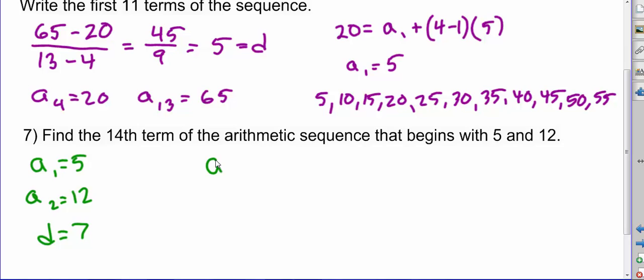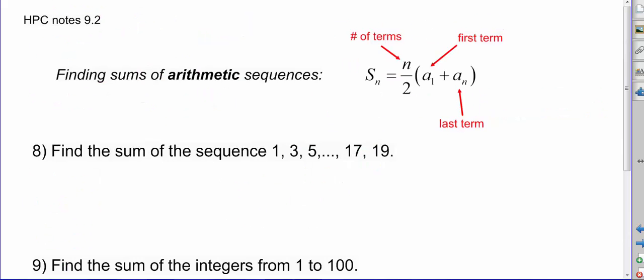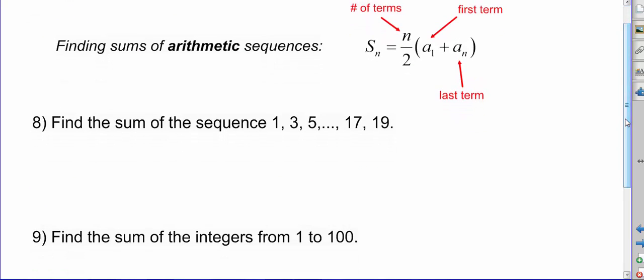So I know that a sub 14 would have to equal a sub 1 plus n minus 1, and in this case n is 14, times our common difference of 7. So the 14th term is 5 plus, and 13 times 7 is 91, so that gives us 96. Alright, moving forward. So far, everything that you've seen, even without formulas, you'd probably be able to figure out the patterns and put things together and make it happen.